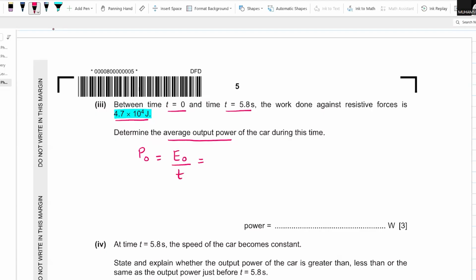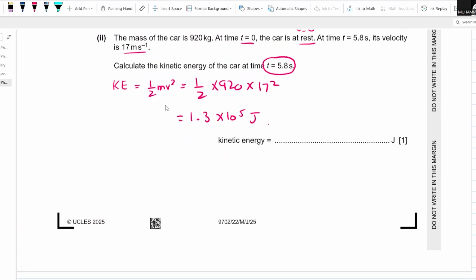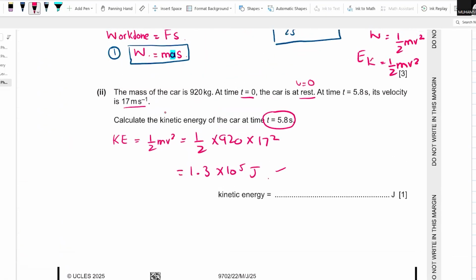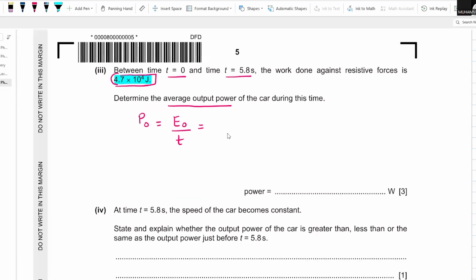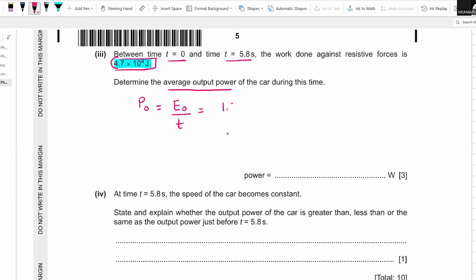In this scenario, you have two types of energies. First of all, you have work done against resistive forces. Second of all, you have gain in kinetic energy. Let's write both of them as our energy outputs. 1.3 into 10 raised to the power of 5 is your kinetic energy, plus the work done against air resistance is also counted as your output energy, divided by the time.